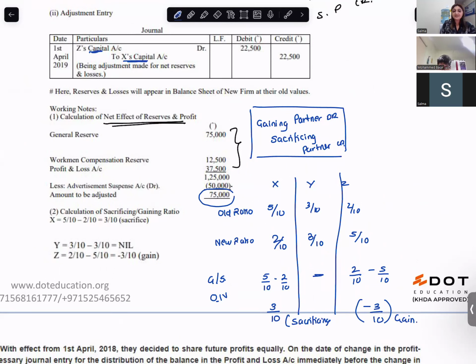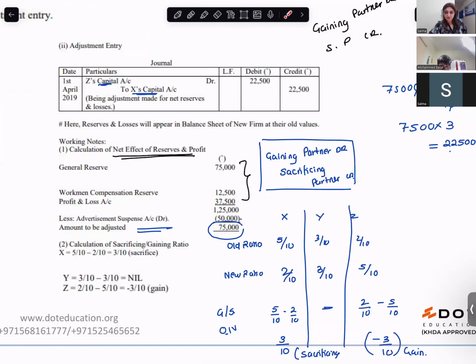This is the adjustment made for reserves and losses. Are you with me? So 75,000 is your amount to be adjusted, in the ratio of 3 by 10. So the gaining partner would be debited with 75,000 into 3 by 10, so it comes up to 22,500. The gaining partner is debited by 22,500 and the sacrificing partner would be credited by 22,500. I want you to try and do this part. I will wait for you.